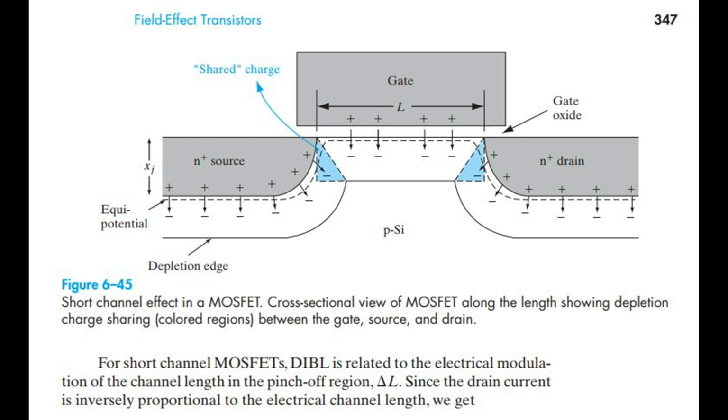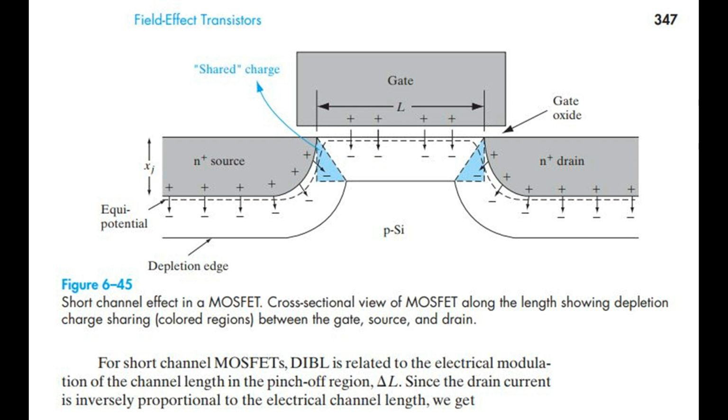Figure 645. Short channel effect in a metal oxide semiconductor field effect transistor. Cross-sectional view of metal oxide semiconductor field effect transistor along the length showing depletion charge sharing, colored regions, between the gate, source and drain. For short channel MOSFETs, DIBL is related to the electrical modulation of the channel length in the pinch-off region, ΔL.